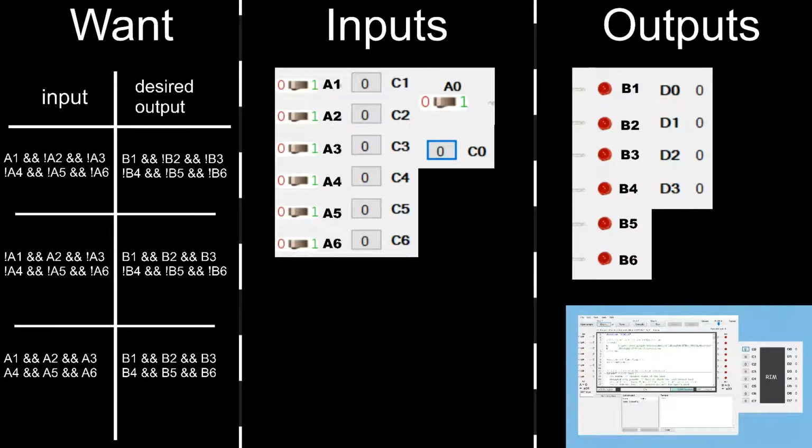So let's assume that we want to prototype the behavior on the left. When the A1 switch is on and the rest are off, the B1 LED is turned on. When A2 is the only switch on, the B1, B2, and B3 LEDs are on. And when the A1 to A6 switches are on, the B1 to B6 lights should be on.